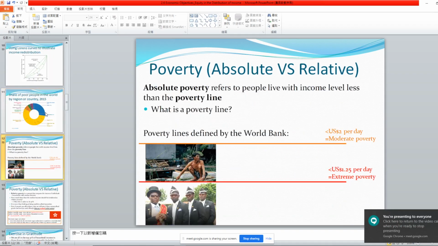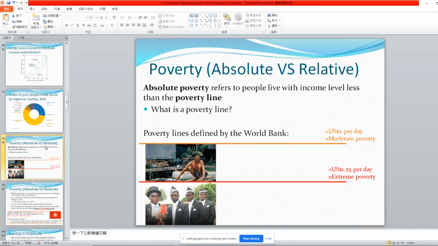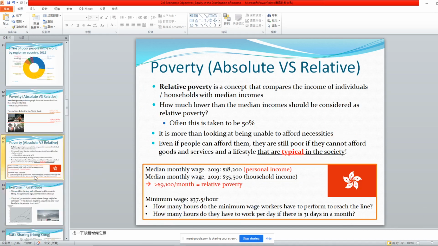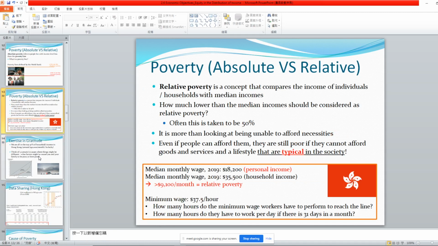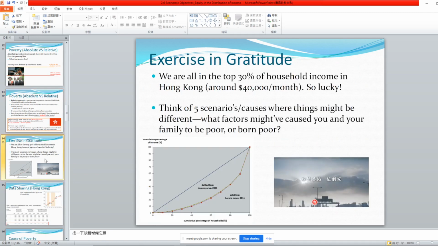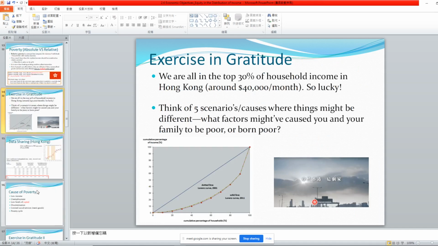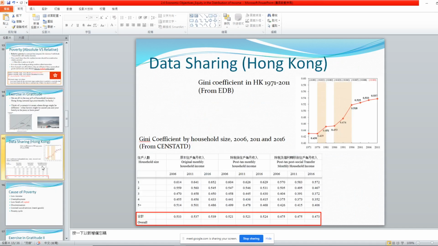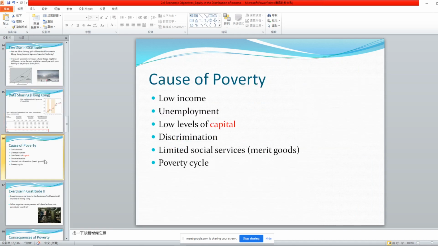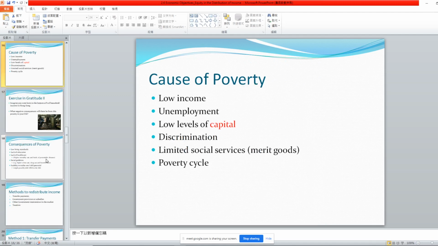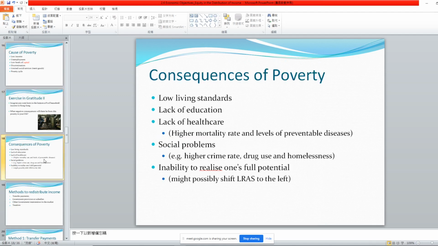So on Tuesday, we talked about poverty, right? We have absolute and relative poverty, and we did a small analysis on that. We looked at the poverty in Hong Kong and some data, and we found something meaningful. We also talked about the causes and the consequences of poverty. You did a very good job on those two parts, and you got all the answers that we need.